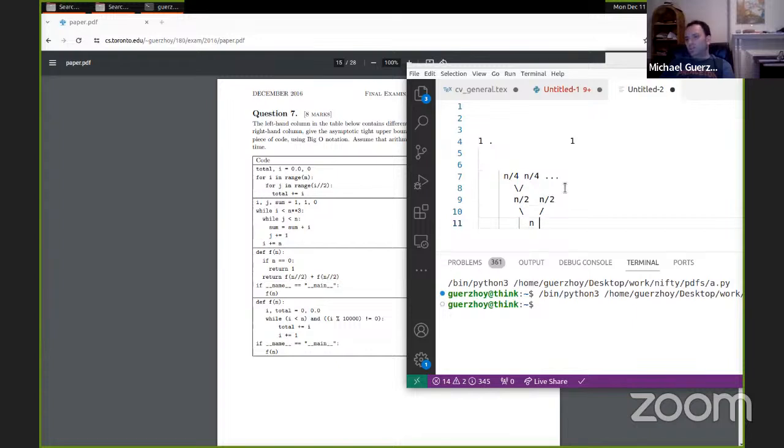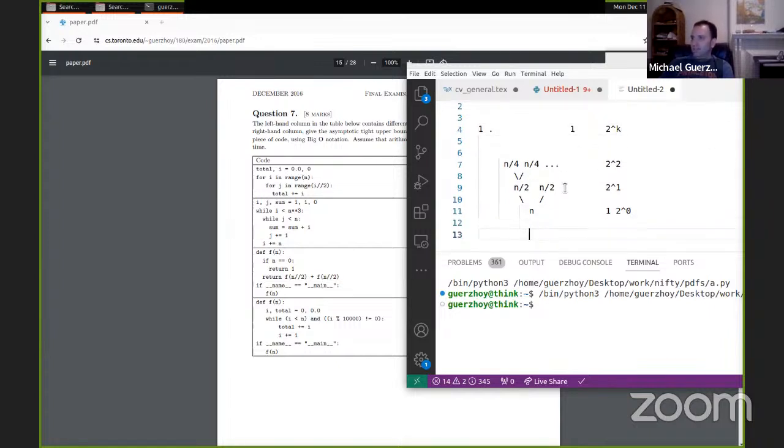So here each call takes the same amount of time, so we count by levels. This is 1 call, this is 2. So 1 is 2 to the 0. This is 2 to the 1. Here there are 4 calls, that's 2 to the 2. And so on up to 2 to the k.